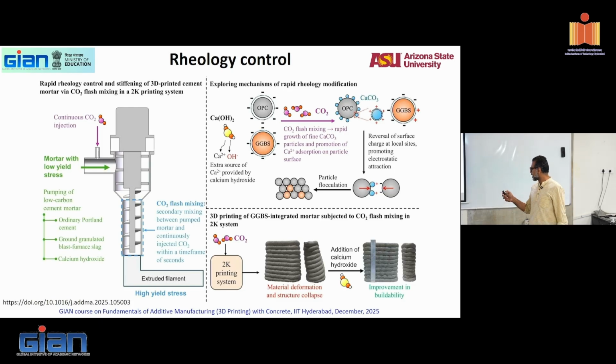Nothing huge. And then if you have a 2K printing system where you can have another material that's added, you can control material deformation and collapse. You can add calcium hydroxide like an admixture. You can get stiffening and setting faster. So lots of different methods, again, depending on how you want to use it.